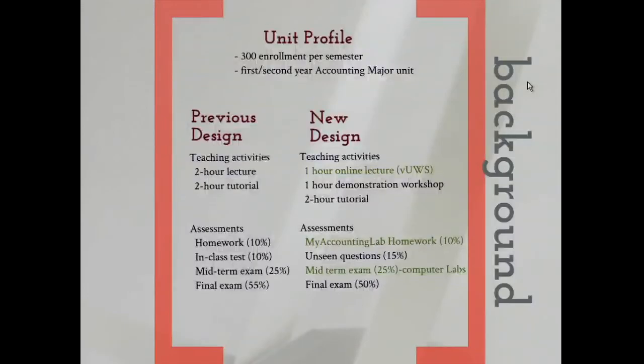Okay, so I'll talk about this. There are essentially 300 students in the unit, and it's an interesting phenomenon that we have them in their first semester, second semester and third semester. We don't quite know why, when they're meant to be there in their second semester. So they should have already been at university for 1 semester when they come to us. The previous design was a 2-hour lecture with a 2-hour tutorial, and the assessment tasks were homework, in-class tests, mid-term tests, and final exams. So you can see mostly examinations.